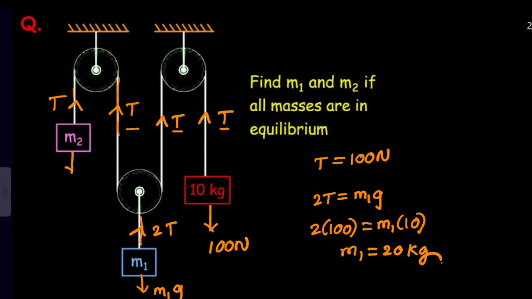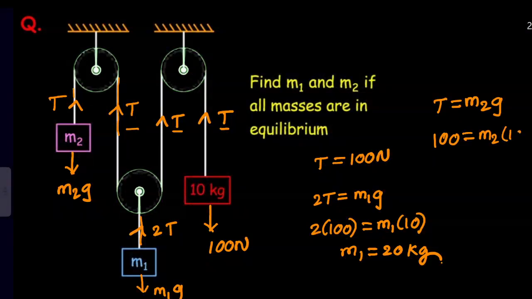M2. This weight is how much now? M2G. Now tell me. T is equal to what we can say, M2G, na. T value we have is 100, which will be equal to M2 into G value 10. So then M2 value how much now? 10 kg.